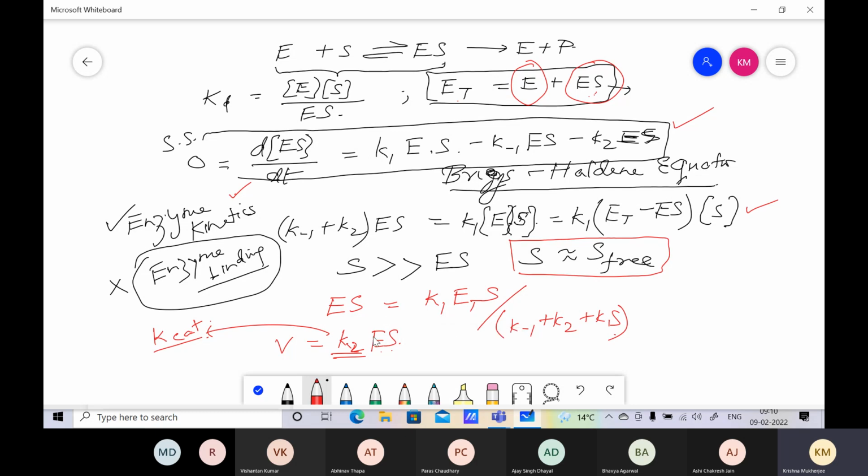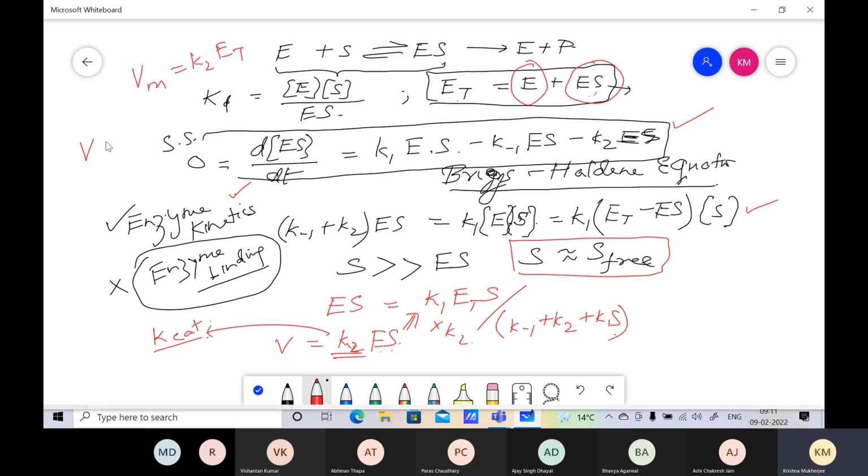Then you can simply multiply this by K2, and you will get exactly the same kind of formulation of V is equal to this. You can multiply this by K2 into ES, and you can see that ES is equal to this. So V becomes equal to this into K2. And then you can see that K2 into ET becomes Vmax. Vmax becomes K2 into ET. Here, this into ET, and so we have the velocity of the reaction.